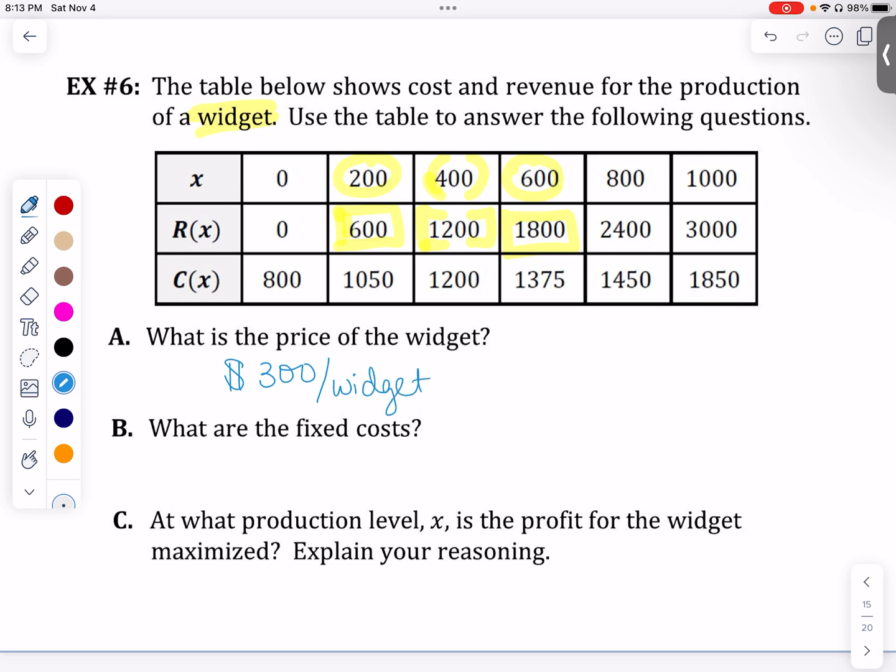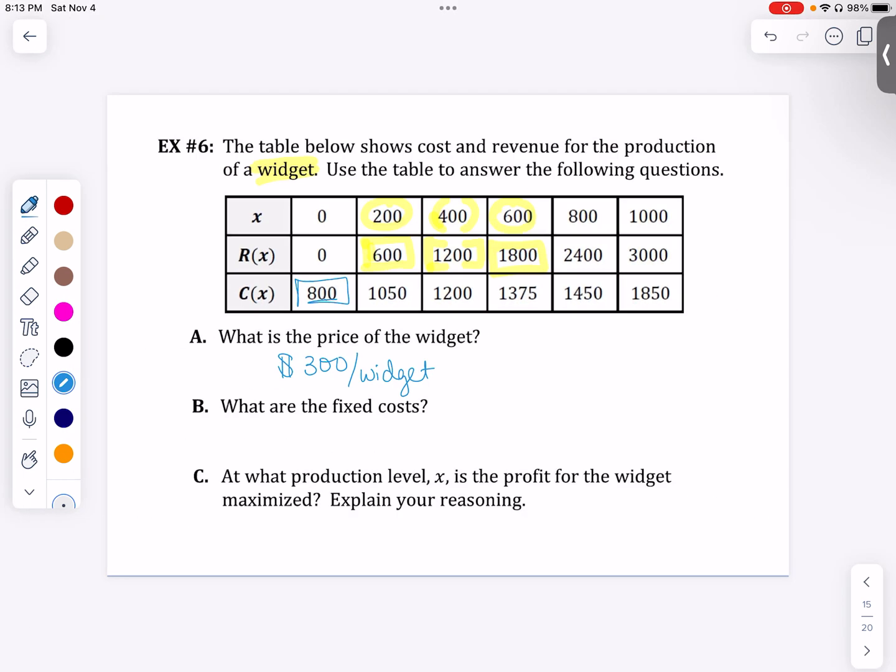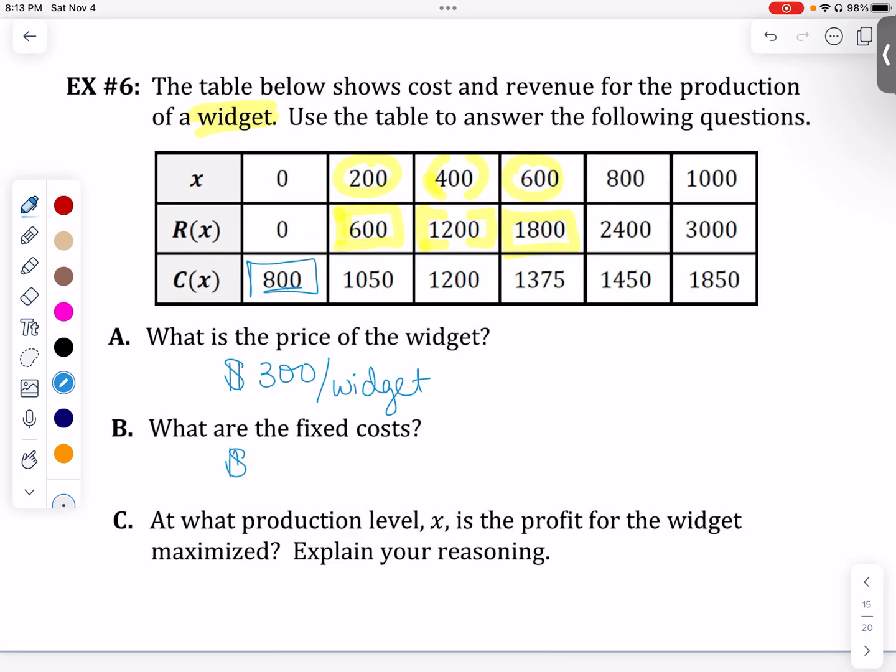And then the fixed costs, well, the fixed costs are that $800. It's the cost to make nothing. It's just our starting amount. So I've sold nothing, not to make nothing, sorry. The revenue from 0 items is going to be this negative $800. It's that fixed cost. So at what production level is the profit for the widget maximized?